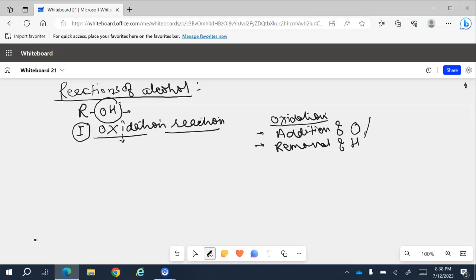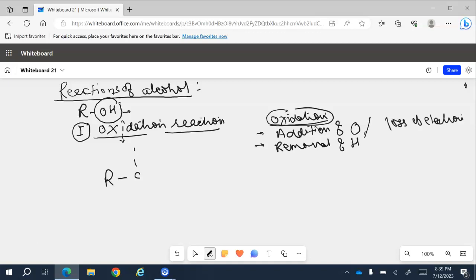In the electronic concept, oxidation means the loss of electrons. In the modern concept, loss of electrons we consider as oxidation. So here the alcohols are well known to undergo oxidation reactions, and we will first discuss some of the oxidation reactions of alcohol. As we know, alcohols are of three types, and the product of the oxidation depends upon the type of alcohol under consideration.